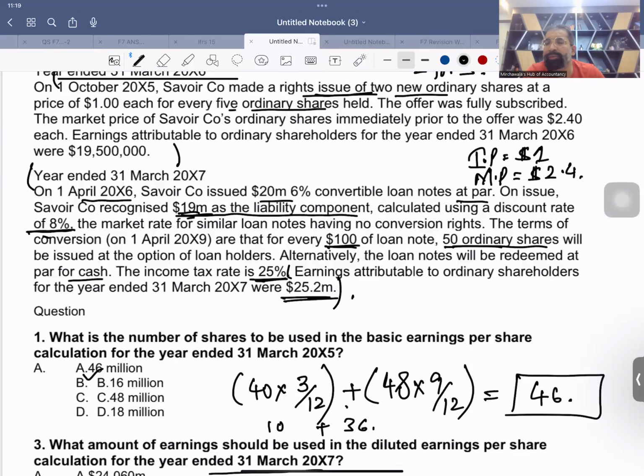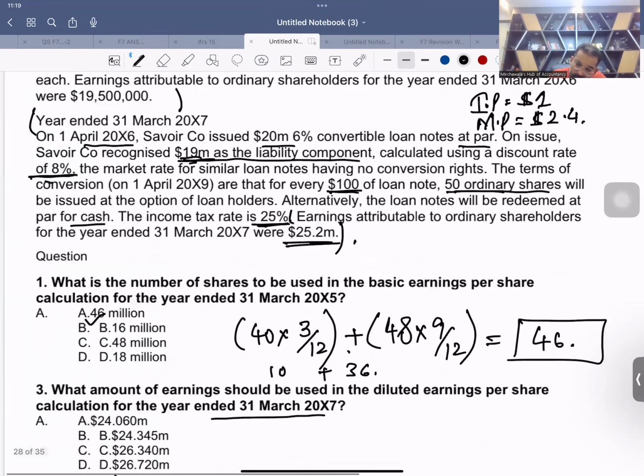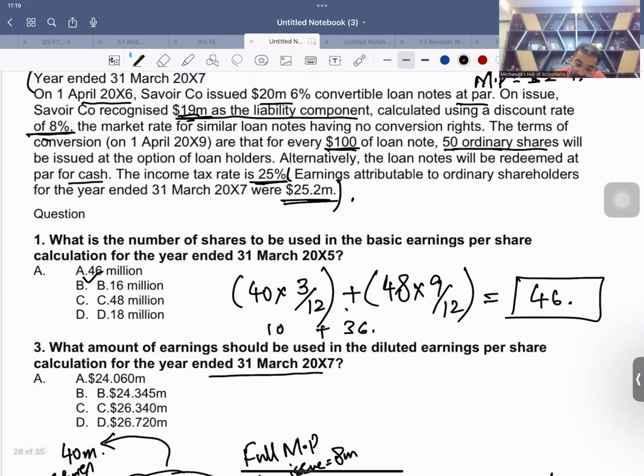So you will only get the benefit of 75%, which we call incremental after tax saving. Okay. So now read the requirement. What amount of earnings should be used? They are just asking the numerator, my dear student.